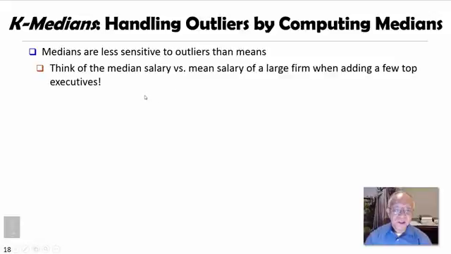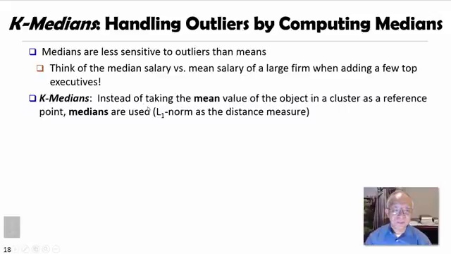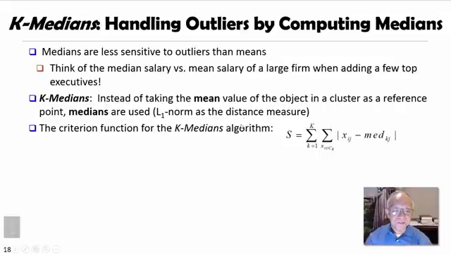For example, in a large firm, there could be many employees. When you want to find a median salary, even when you add a few top executives, the mean salary may change quite a lot. The median could still be very stable. So that's the reason that instead of computing the mean value of the objects in a cluster, we take medians as the centroid, and we use the L1 norm, that means the Manhattan distance, as our distance measure.